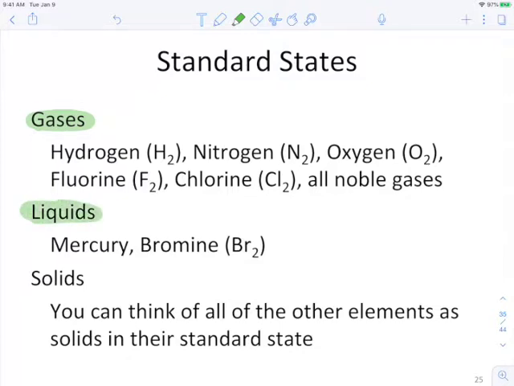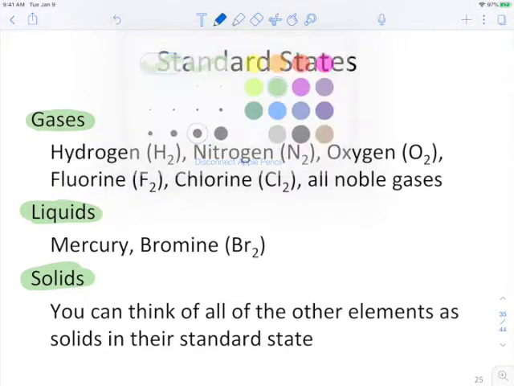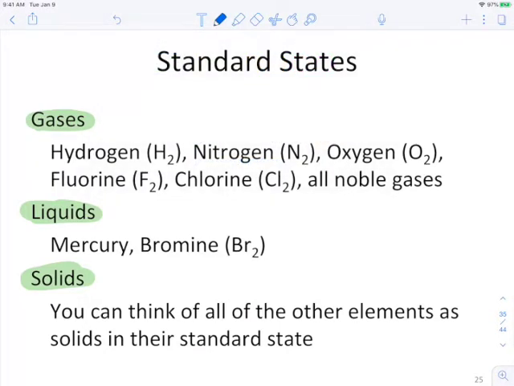Also need you to know our liquids. We only have 2 of them, mercury and bromine. Solids are everything else from the periodic table. So again, these are the same standard states you learned way back in chapters 1 or 2. So questions on anything so far?